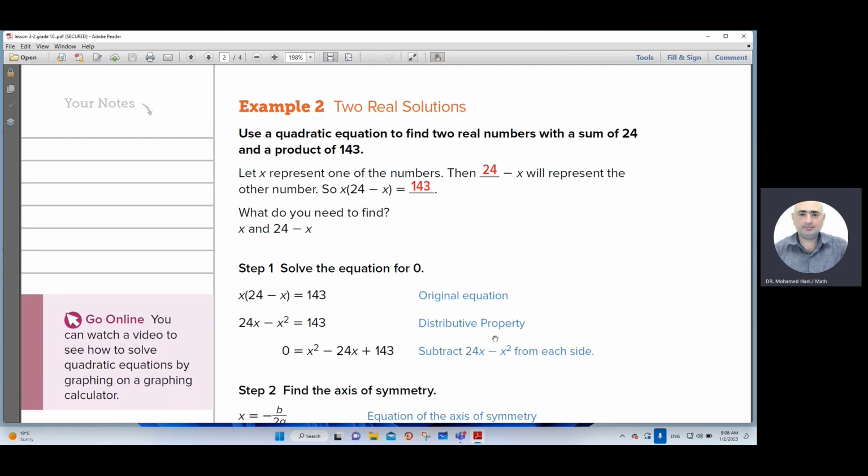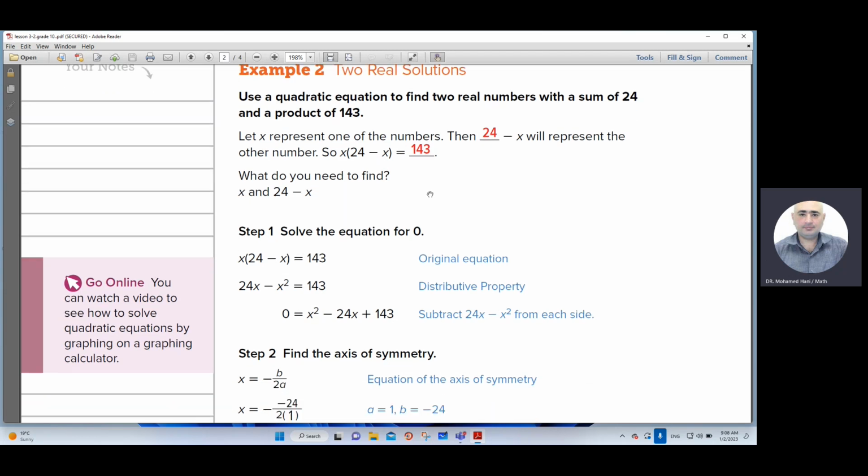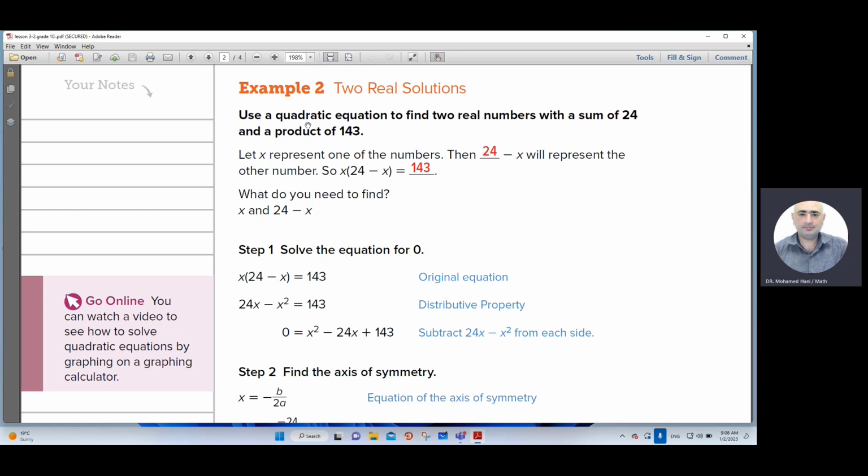The second example, we have the same idea, but here we have no solutions. Listen, please. Use a quadratic equation to find two real numbers with a sum of 24 and a product of 143. We want to find the solutions from this question. We have here two ideas in this question: the sum will be 24 and the product will be 143.